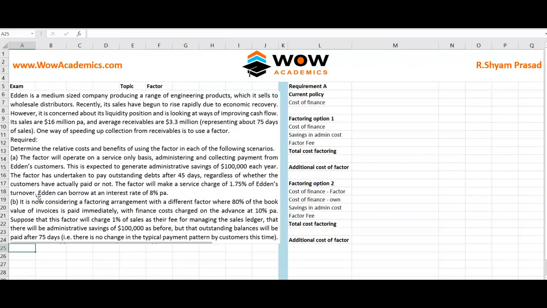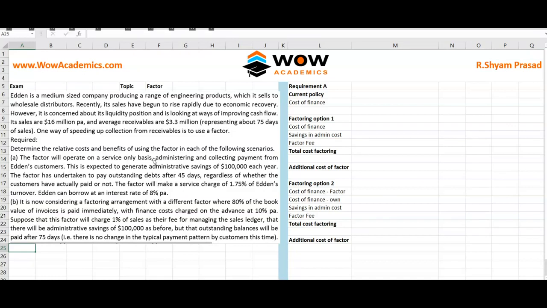The first case, so we'll read this case and we'll do the sum. The factor will operate on a service only basis, administering and collecting payment from Eden's customers. This is expected to generate administrative savings of 1 lakh per year. The factor has undertaken to pay outstanding debts after 45 days, regardless of whether the customers have actually paid or not. The factor will make a service charge of 1.75% of Eden's turnover, and Eden can borrow at an interest rate of 8%. So they have given us a lot of information here.